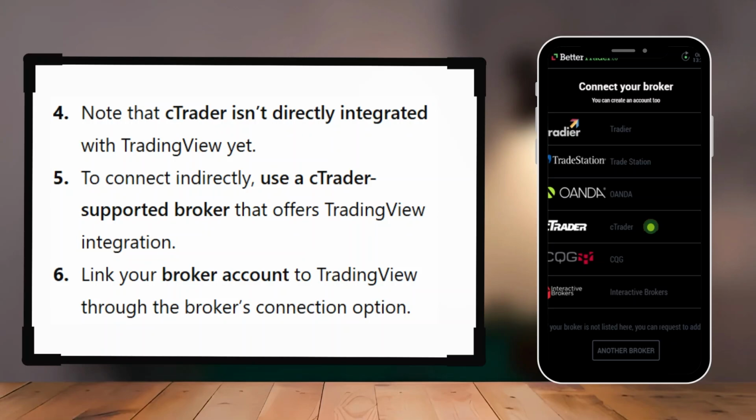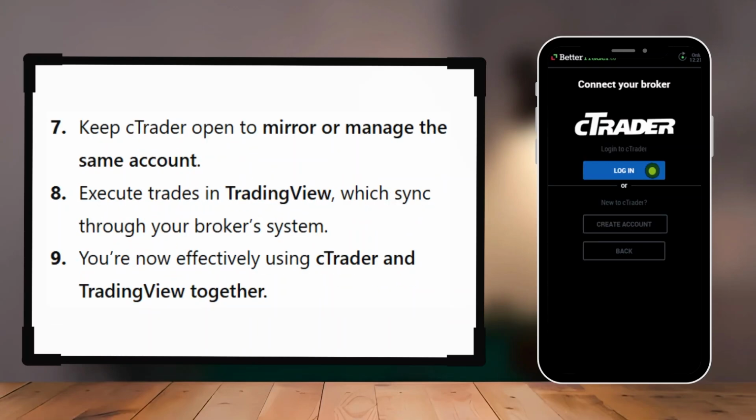To connect indirectly, use a CTrader supported broker that offers TradingView integration. Here, link your broker account to TradingView through the Broker's Connection option. Keep CTrader open to mirror or manage the same account. Execute trades in TradingView, which sync through your broker's system. You are now effectively using CTrader and TradingView together.